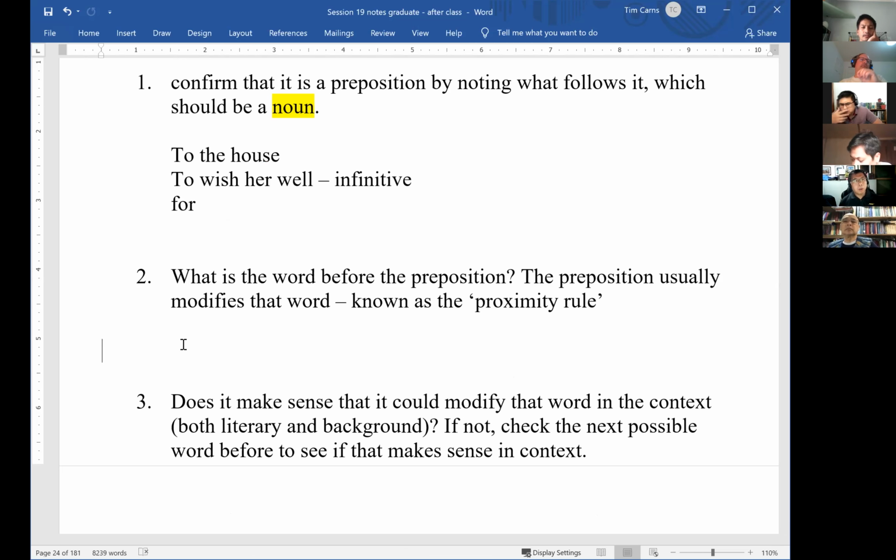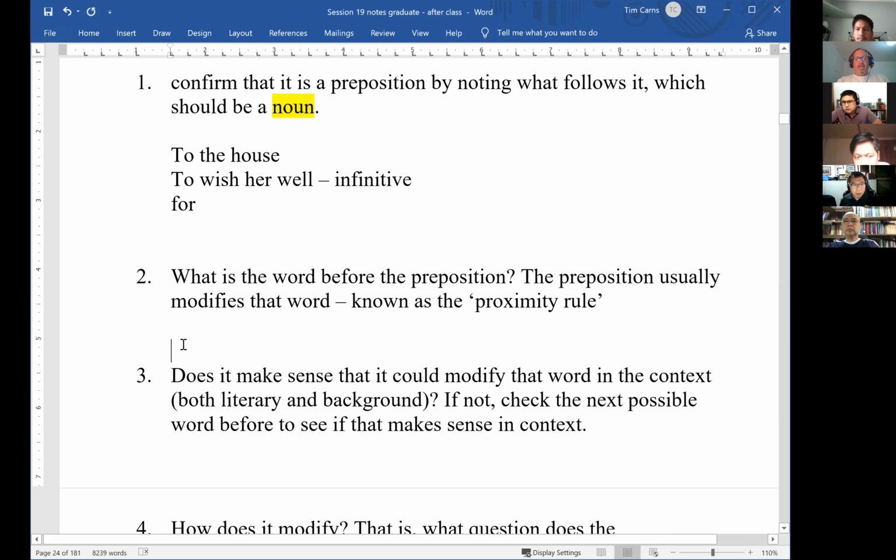Now I want to look at what is the word right before the preposition. And the reason I'm doing that is because the preposition usually modifies that word. This is known as the proximity rule. What is closest to the prepositional phrase is usually what that phrase modifies. Not all the time, but usually. And so what we want to do is test that.